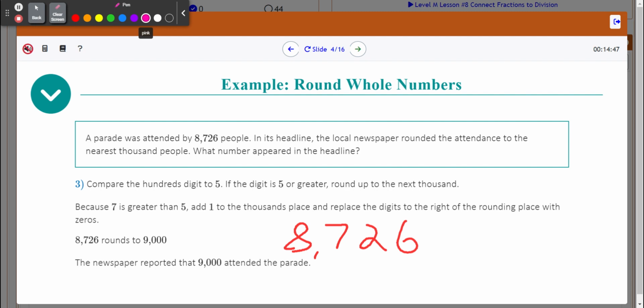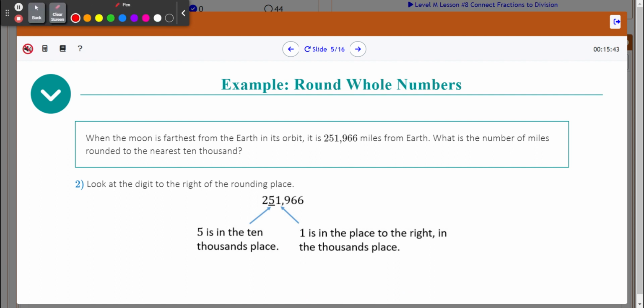So what do you do? Well, you go back to where we started in the 1,000 spot. That's an 8. So the 8 is going to go up one digit. It just goes up 1 to 9. And then everything else becomes 0. So 8,726 rounded to the nearest thousands is 9,000. Let's look at one last problem. All right. So the problem reads, when the moon is farthest from the earth in its orbit, it is 251,966 miles from earth. What is the number of miles rounded to the nearest 10,000?